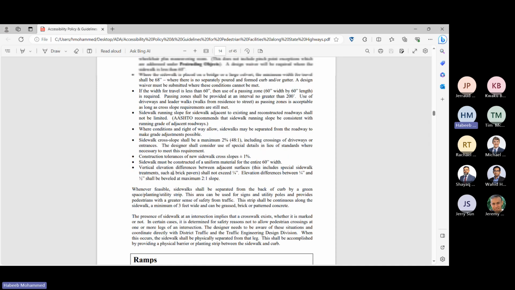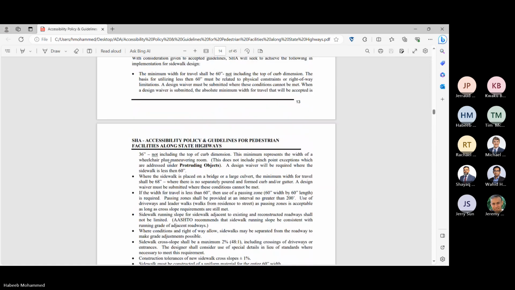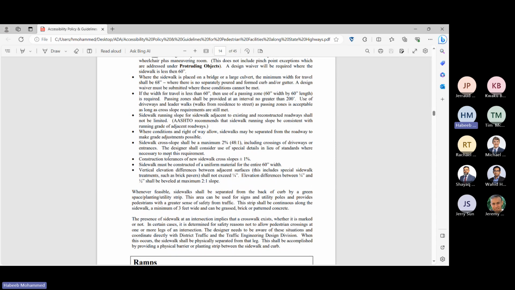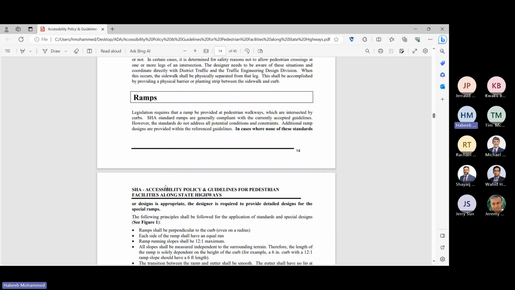All right, so basically this is what the guideline is for the sidewalk. I think they covered all of it. It covers your running slope question also, Tim. And we need to follow all these. If any of these criteria is not met, then the sidewalk is not compliant. Similarly, they have guidelines for ramps and such.